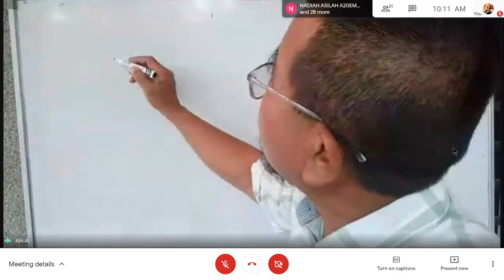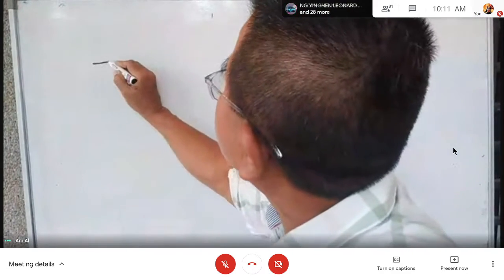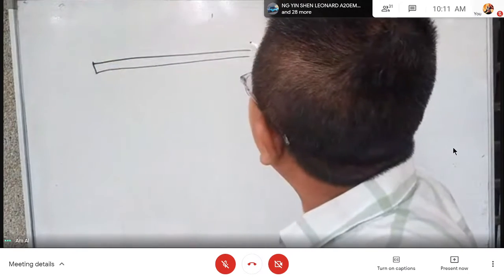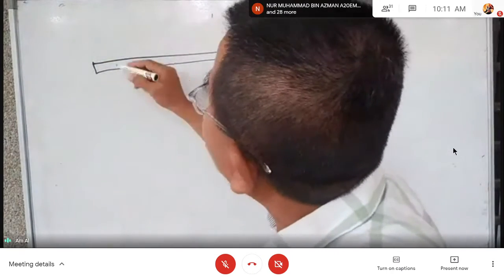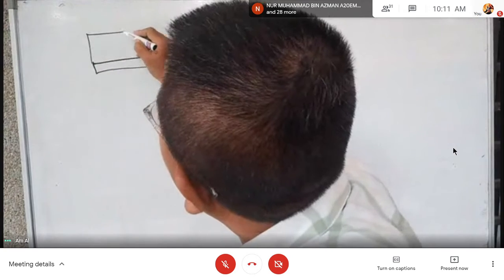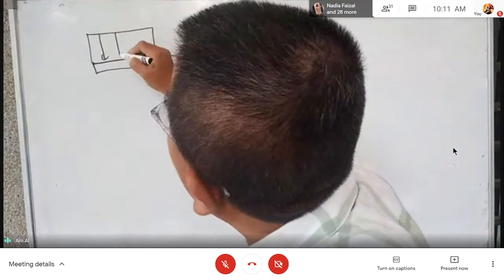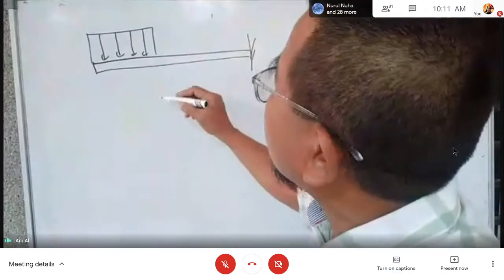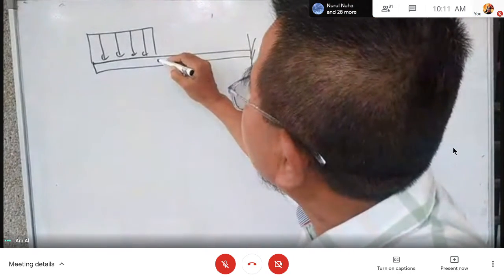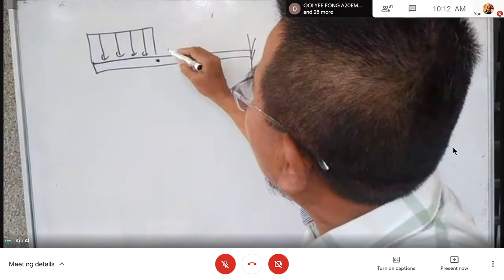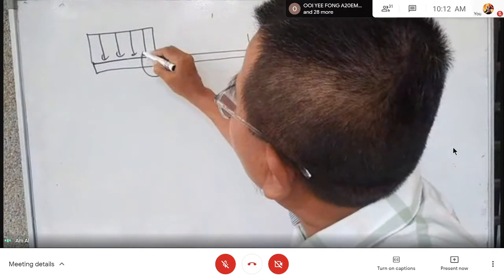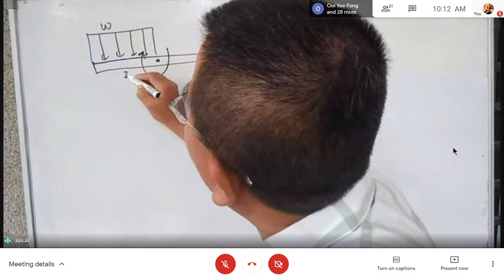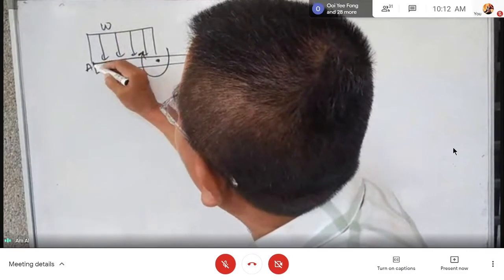Okay, let us look at this one. I have a distributed load there. And then from here, I have a moment. This omega is 2 meter there, from A to B.